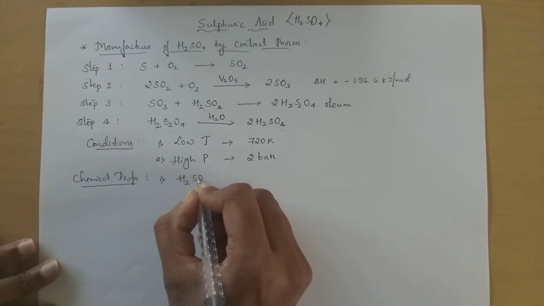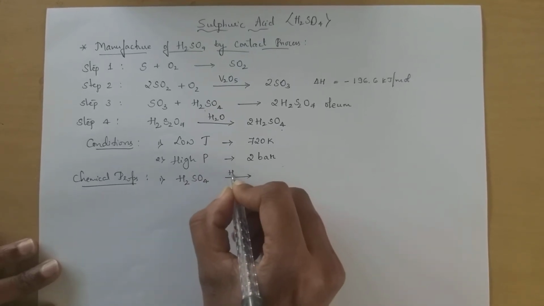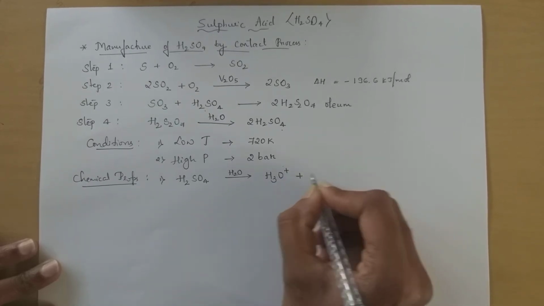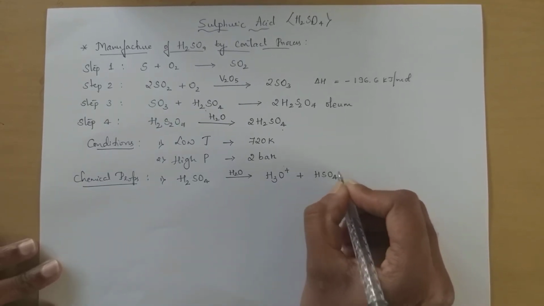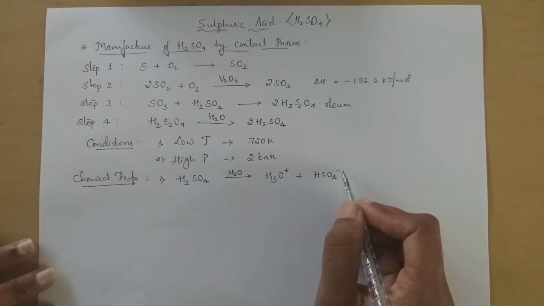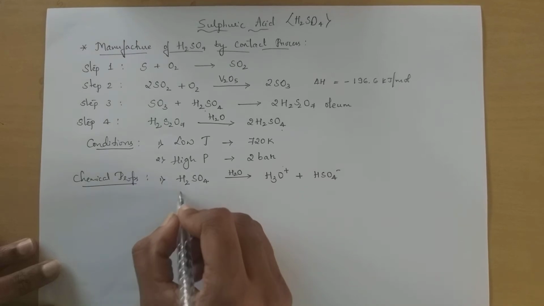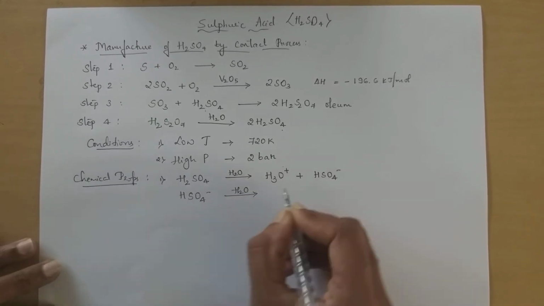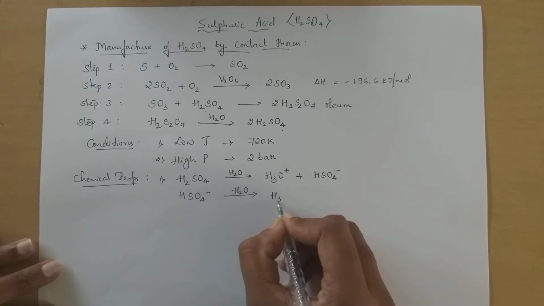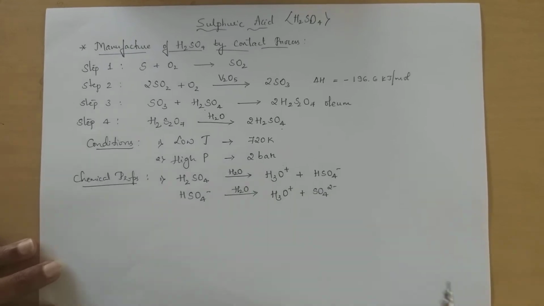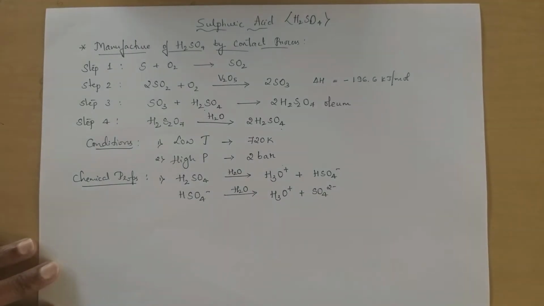That is, H2SO4 on adding water ionizes to hydronium ion and bisulfate ion, H3O plus and HSO4 minus. This HSO4 minus again dissociates to H3O plus and SO4 2 minus ion. By this it shows acidic nature.